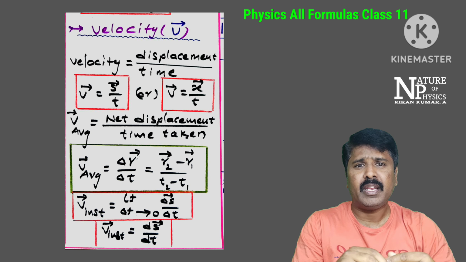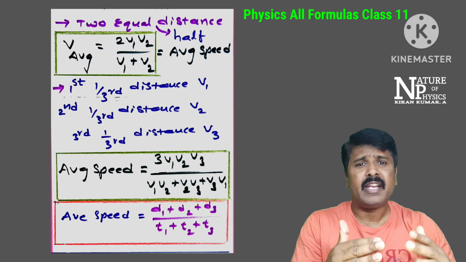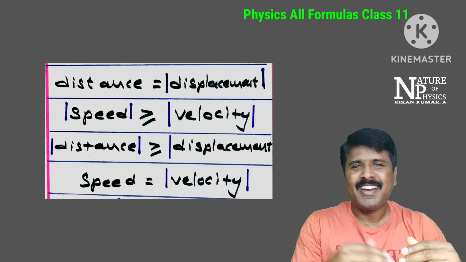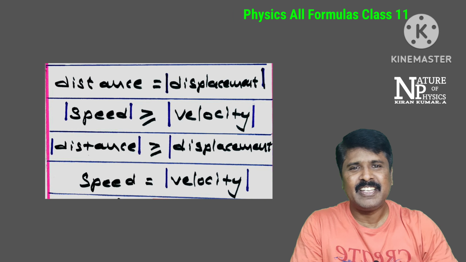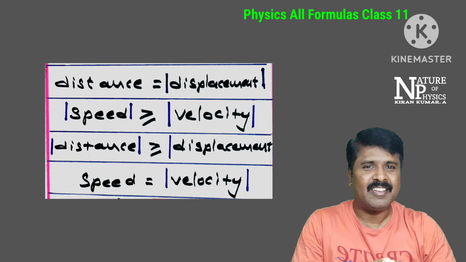And next one is average speed, that is when two equal distances and three equal distances are covered by the body, also I gave you. And there is a clear relation between distance and displacement, and speed and velocity also is there clearly on the screen.